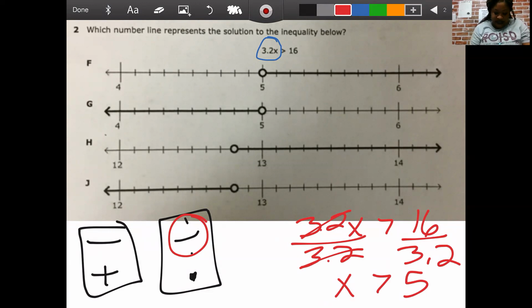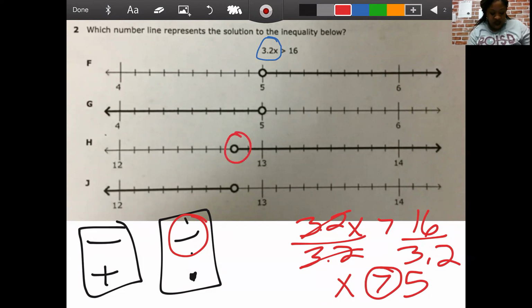So F, is the circle open? Yep, because that's our sign, less than. It doesn't have an equal sign, so your circle's open. Well, all the circles are open. For F, it's on the 5. That's correct. G is on the 5.